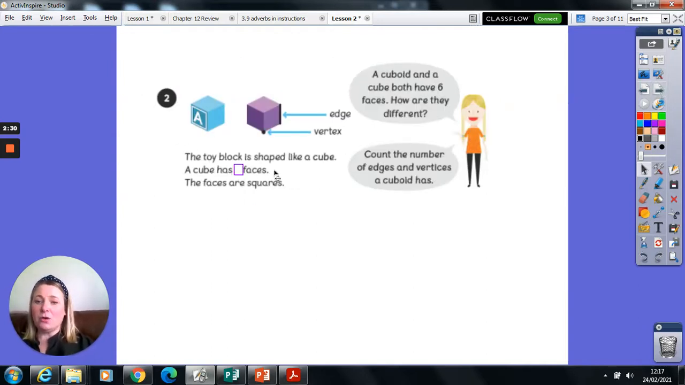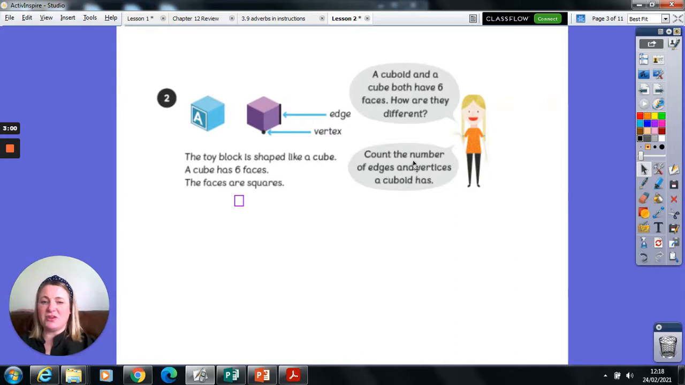The toy block is shaped like a cube. How many faces does that cube have? That's right, it has 6. And a cube is a rather special shape because all the faces are squares. A cube and a cuboid both have 6 faces. Take a moment to think how they are different. Okay, and also you could think about what's the same on them.